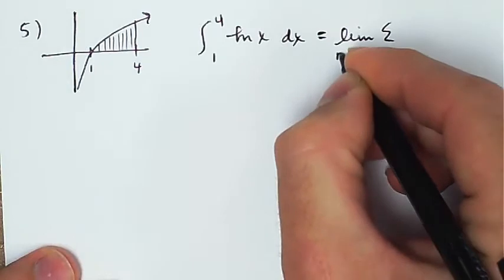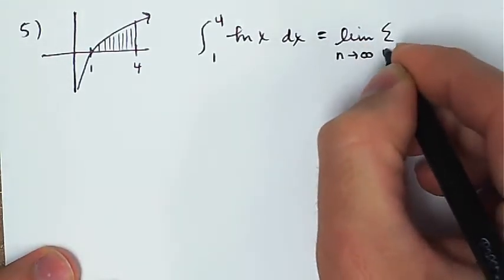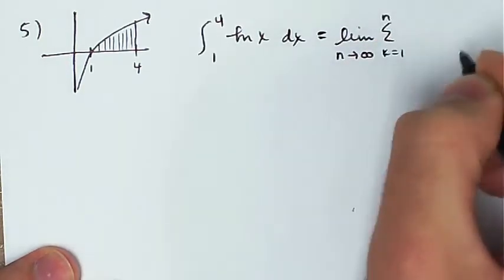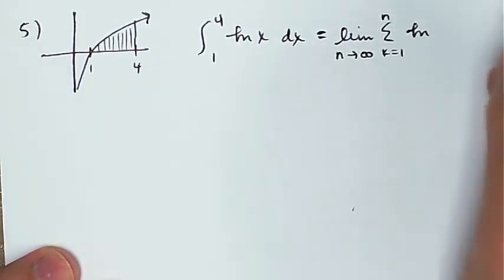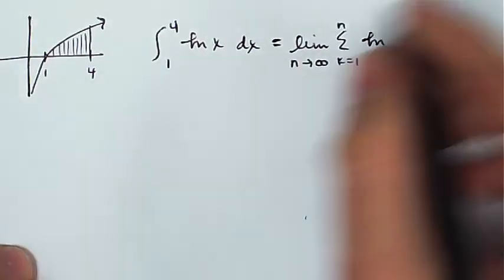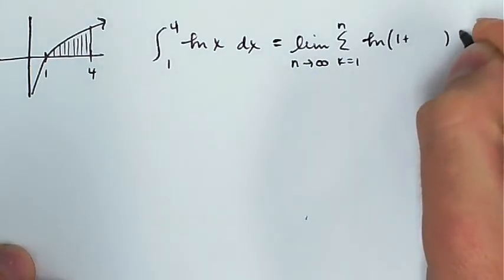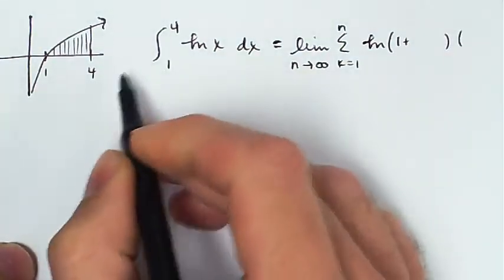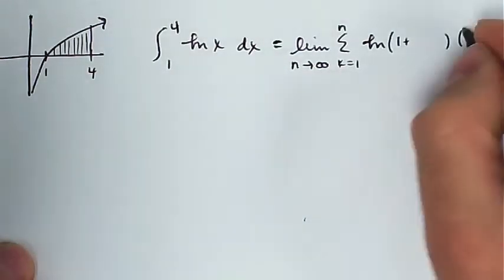The limit as n goes to infinity. Got some kind of index. They're going to use k in this problem, so I can do the same. All right, what does f do? It takes the natural log of something. And what we're starting at 1, so it should be the log of 1 plus something. And then there's going to be a delta x. Delta x is b minus a divided by n. 4 minus 1 is 3 divided by n.